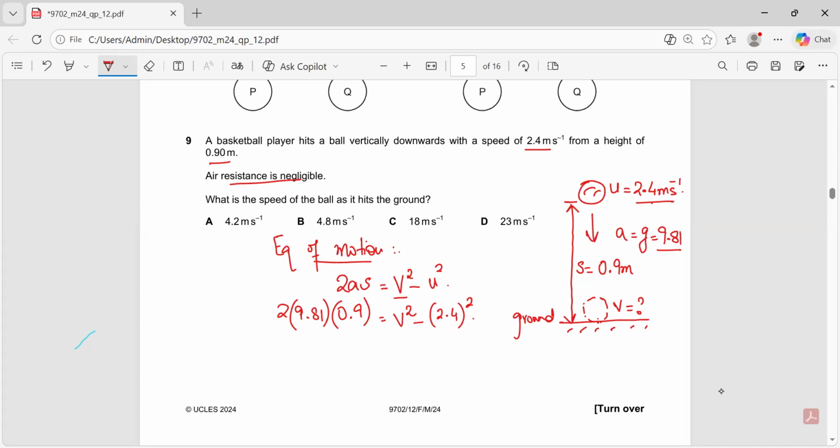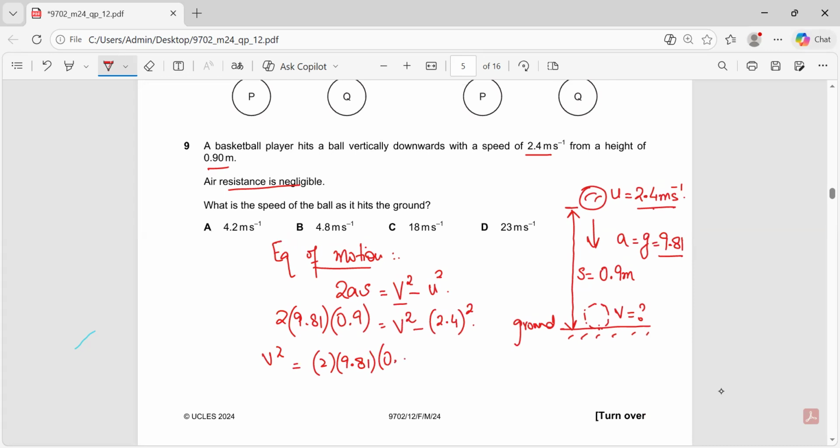So we will be solving this whole relation in a way that v square will be equal to 2 into 9.81 into 0.9 plus 2.4 square. This moves to the other side, so it becomes plus, right? And after that, we are going to take its square root. So can anyone tell me what will be the value of v over here?